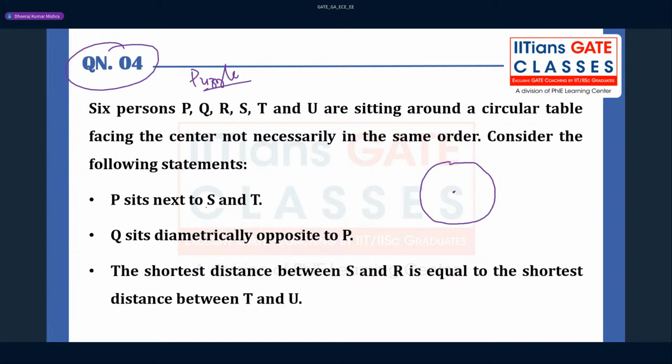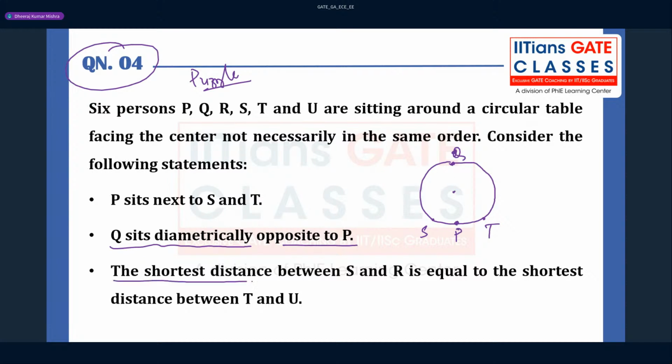P sits next to S and T. You can say this is P here. P sits next to S and T, means P is a neighbor of S and T. So this is S, this is T. So P is sitting here. Okay, I believe this is fine. And Q sits diametrically opposite to P. So this is P here. What is diametrically opposite? This is the Q position. This is the diameter, opposite to this, Q is sitting here.